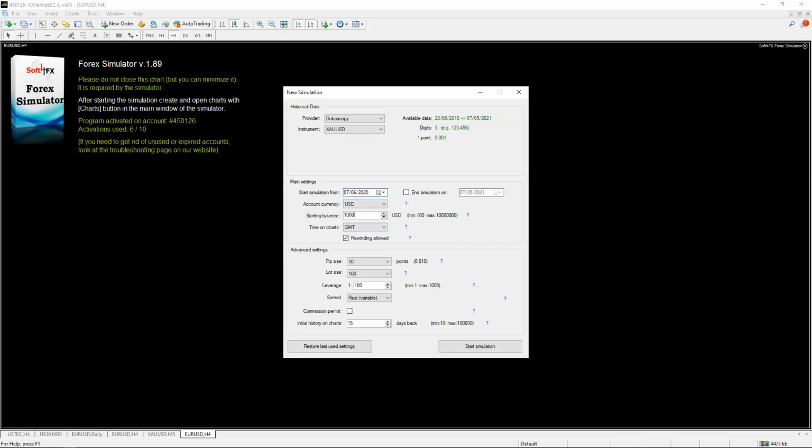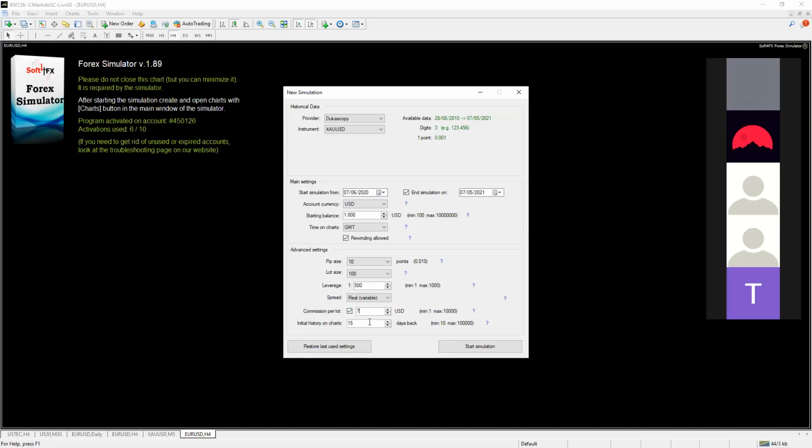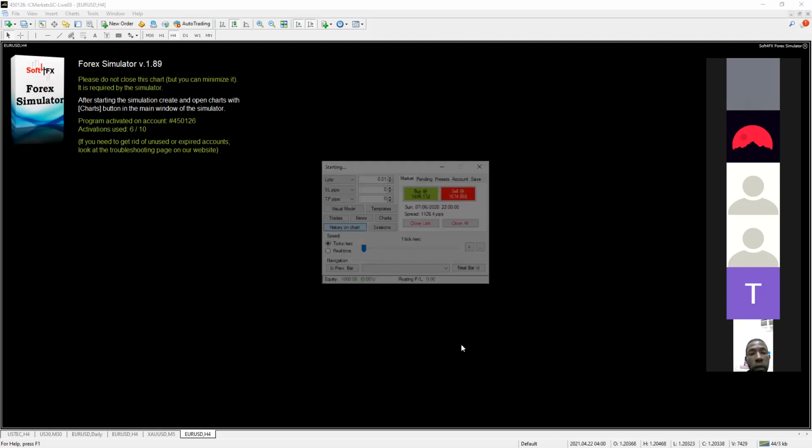We can start with a $1,000 account. We'll try to run maybe 1 or 2 months worth of data, and then we'll see how well that will progress. Leverage 1:500, and we can put commissions per lot to what is usually there, so $7 per lot. And also have initial data, maybe let's say about 9. I don't think there's anything else. Yeah, I think we can start the simulation.